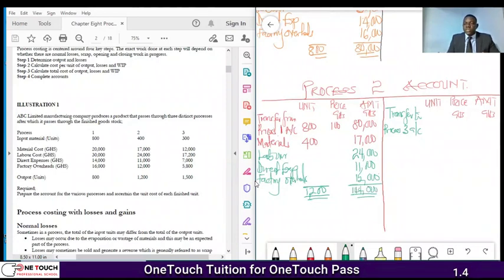So the transfer to process 3, we're going to transfer a total of 1,200 units. Now, at what price? 144,000 divided by 1,200 units gives us a unit price of 120 Ghana cedis. So at the end, we have 1,200 units at a total cost of 144,000. Good. Sorry, this is the process 2 account. So now move on to the process 3 account.